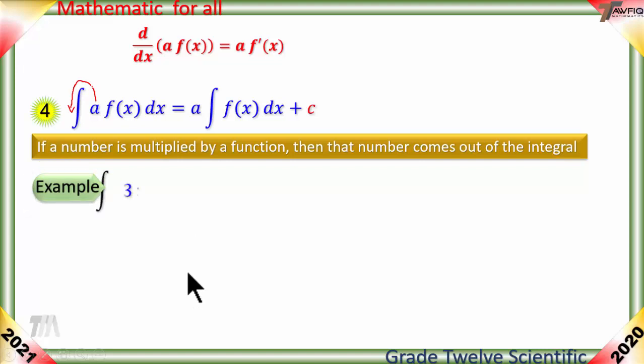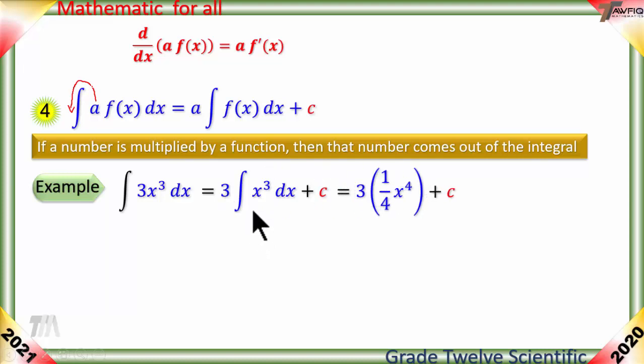For example, the integral of 3x cubed dx. We take 3 from inside to outside, it becomes 3 times the integral of x cubed dx. And now it becomes 3 times, taking the integral of x cubed, which is x to the power 4 over 4. Now multiplying 3 by 1 over 4 is 3 over 4 x to the power 4 plus c.